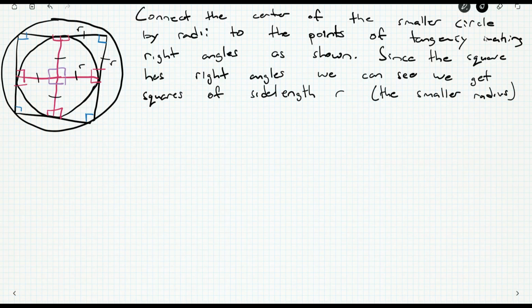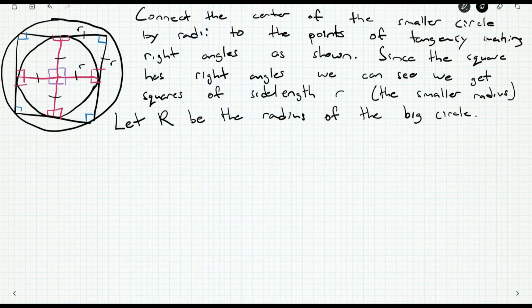But we need the area of the big circle. So how do we get the area of the big circle? Well, we need its radius, pi times the radius squared. So I might say something like, let R be the radius of the big circle. To compute the area, we need pi R squared, so we just need to figure out what this R is.